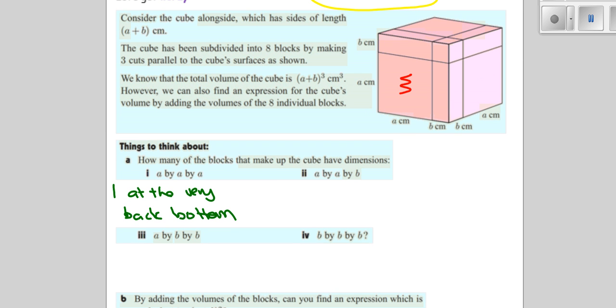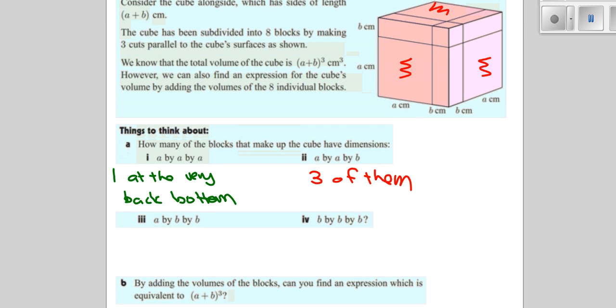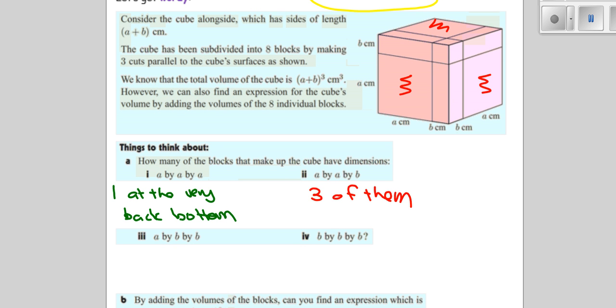It's like we have to imagine it all in 3D, don't we? Something that we can cut up like this. How many will be a by b by b? So 1 long side and 2 short sides. Yep, 3 again. Is there this one? Maybe this one. So 3 of them.